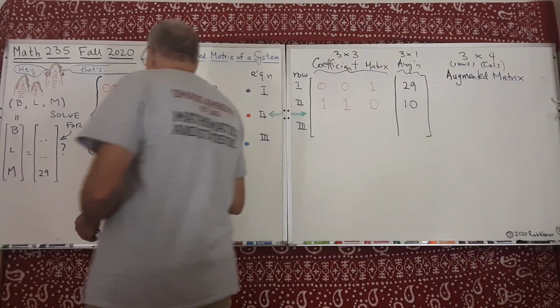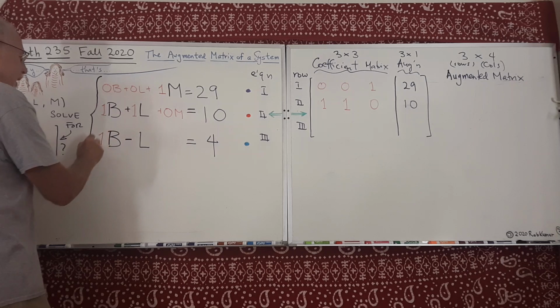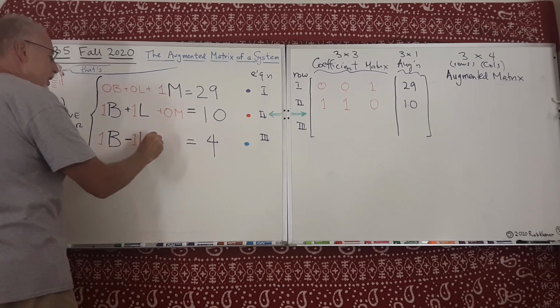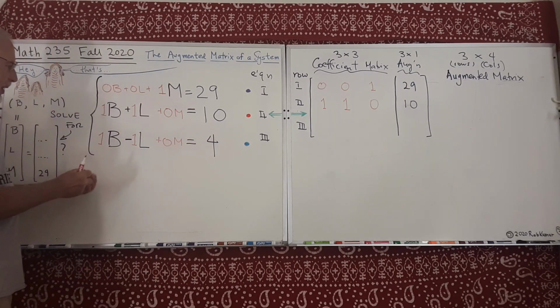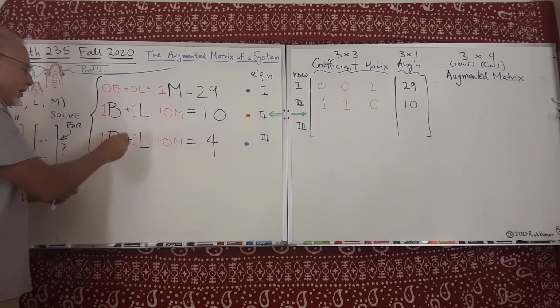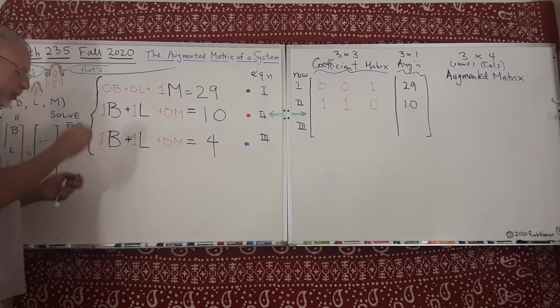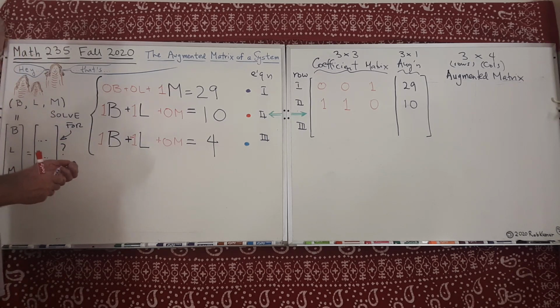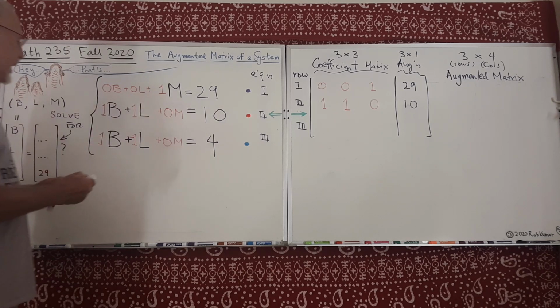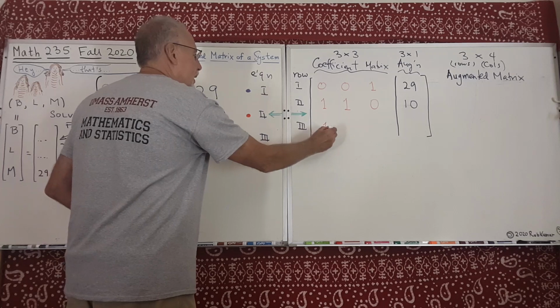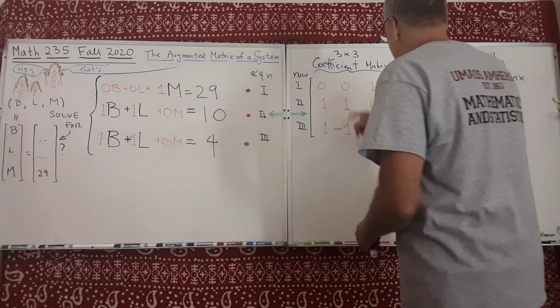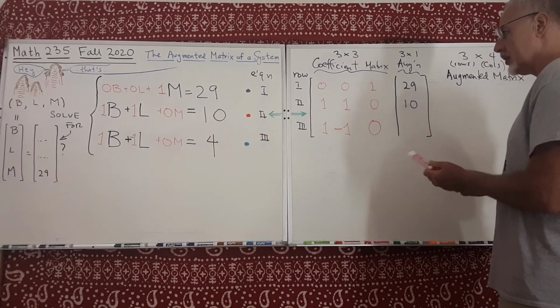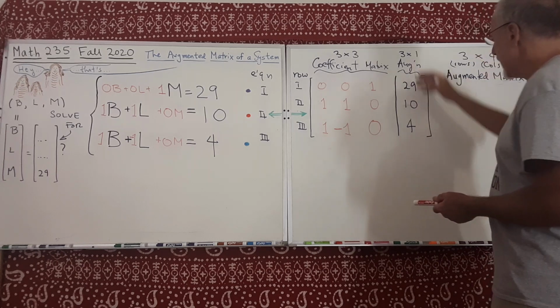And finally, here, what is it? It's 1b minus 1l plus 0m. But be careful, okay? We want to think of these as adding, so this minus 1l should really be plus minus 1l, okay? That's important. Lots of mistakes get made there. So what are the coefficients in the coefficient matrix? It's going to be 1, minus 1, 0. That minus 1 is the coefficient in the second column there. And that's going to be equal to 4. So the augmentation gets a 4 there.